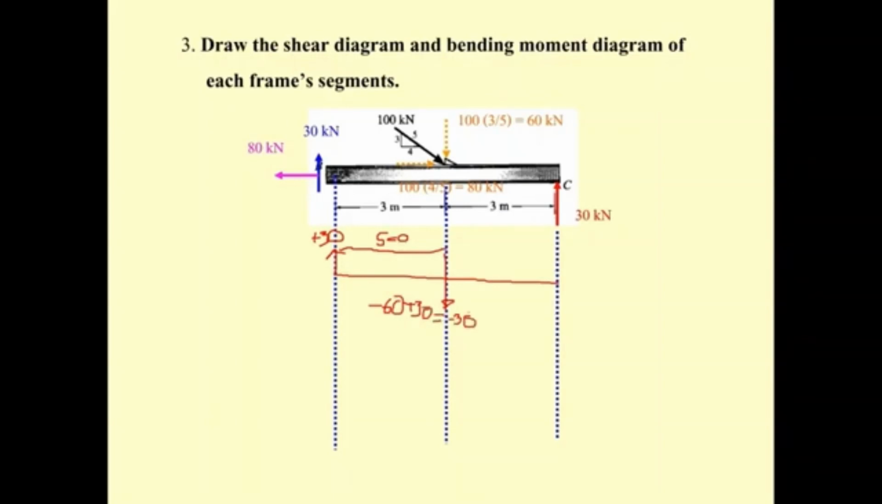Okay, and then what? No uniformly distributed load, so S is equal to 0. And what we have is this one is constant. And then over here, you get this one for the 30. So that is going to be the shape of the shear diagram.